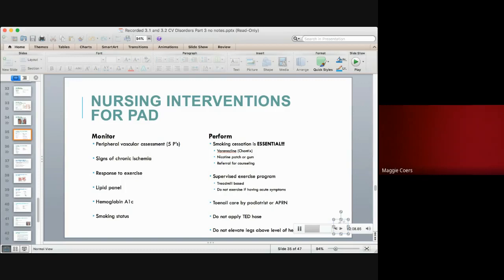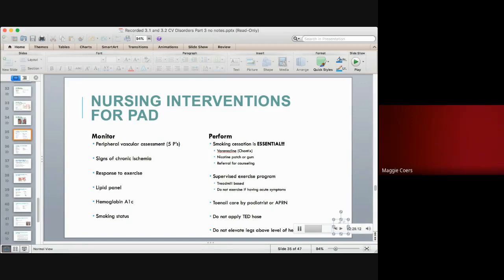We can give medications to help in this process, like Chantix and Wellbutrin. And we also want to send them for counseling, to work with a counselor, again, to make sure that they're successful in their ability to quit smoking.